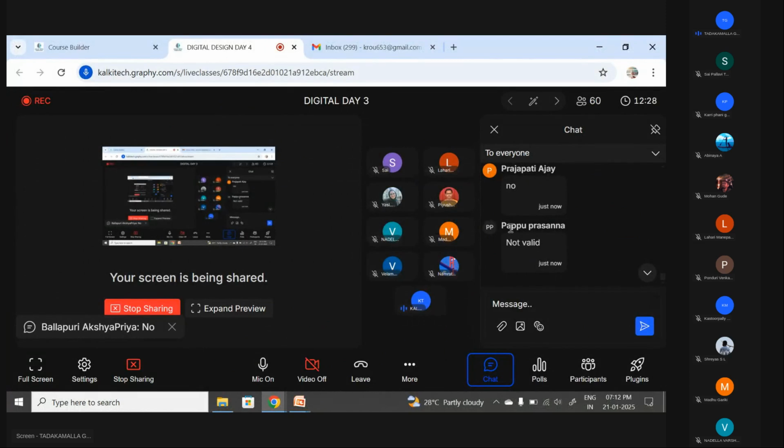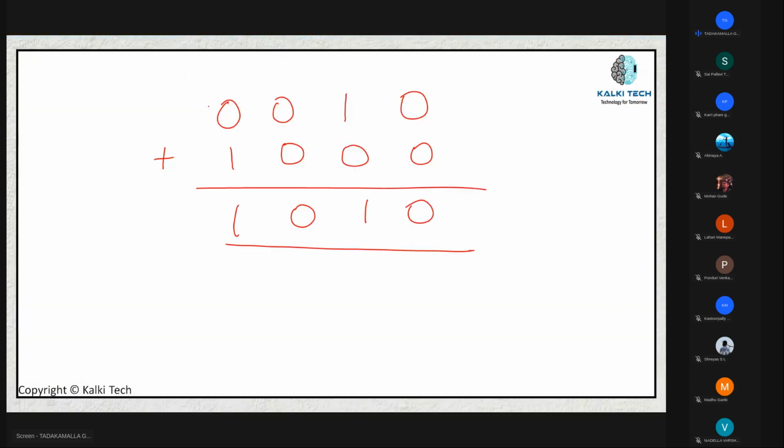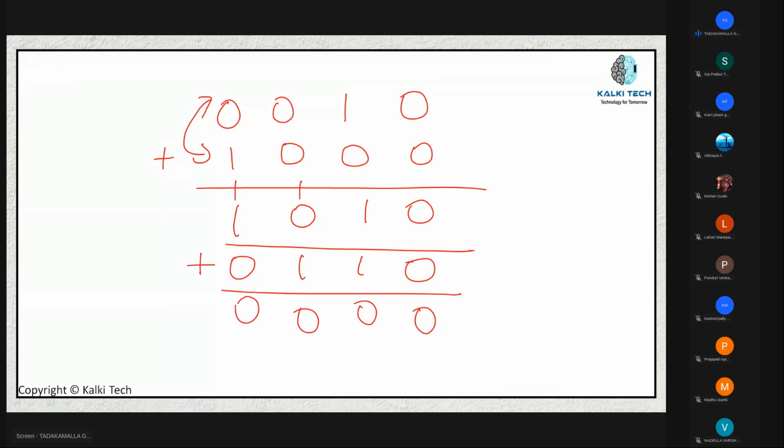So when we are adding these two BCD codes, if we get a BCD representation which is greater than 9, then we are going to add 6, that is 0110. Then our answer will be 1010 plus 0110. The carry which we have got in this process, we are going to just ignore.